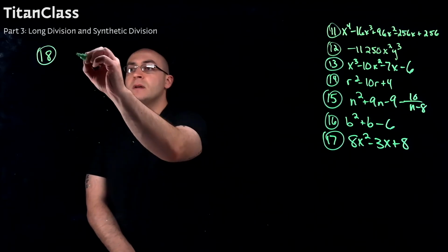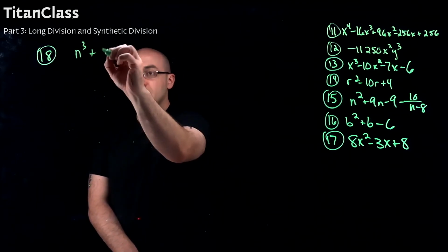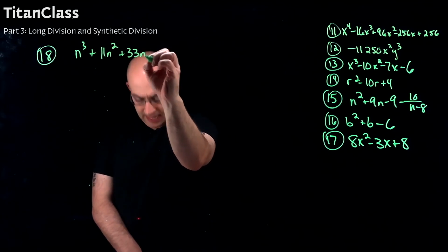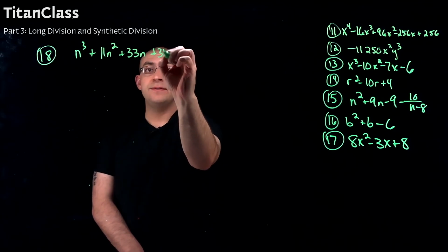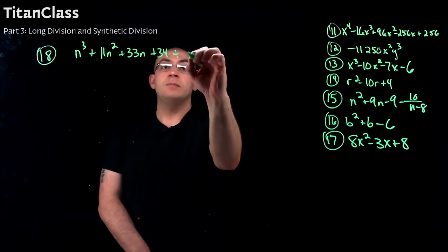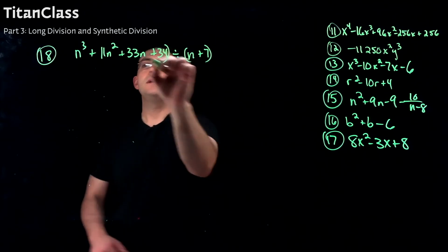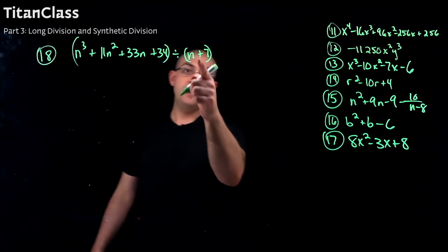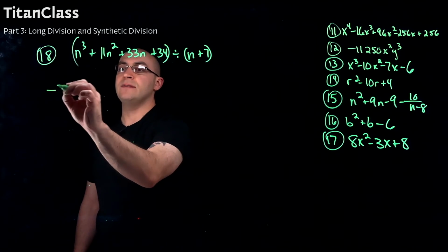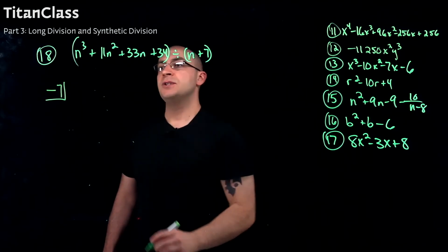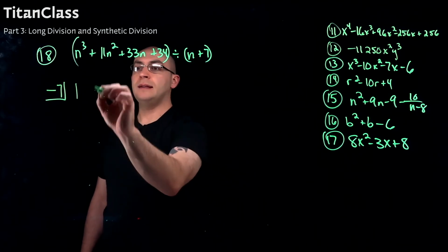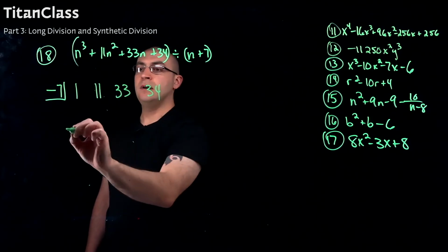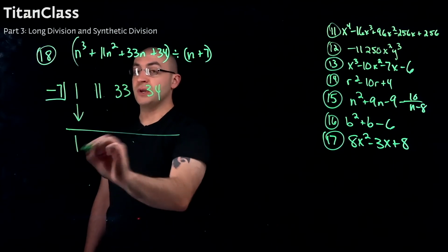Okay, n to the third plus 11n squared plus 33n plus 34 divided by n plus 7. It's going to have a remainder, but it's synthetic division, so it should be relatively easy. If it's n plus 7, we want a negative 7 in our balcony. So let's do 1, 11, 33, 34, line down, drop the 1 down to start the process.